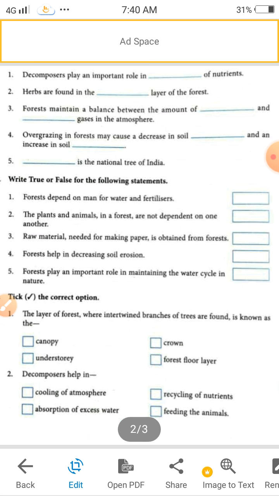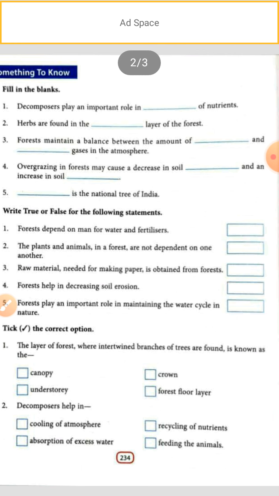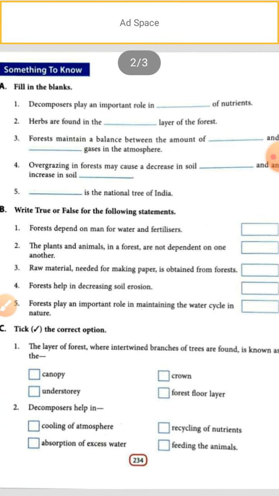Next is: does the forest help in decreasing soil erosion? It is true. Then, forests play an important role in maintaining the water cycle in nature. It is also true. Forests also play an important role in maintaining the water cycle. Next is, take the correct option.